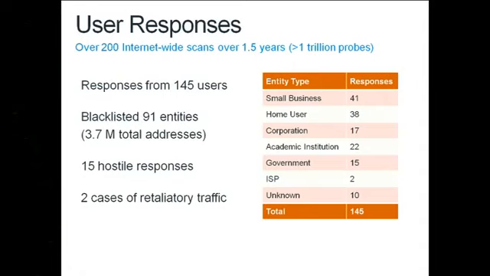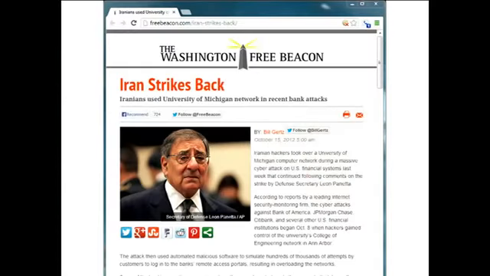Over 200 internet-wide scans, we only got about 145 requests from people who wanted to be blocked from further scanning. Certainly some people blocked us without requesting, but very little. Just one more story. One thing went wrong, which is that at one point during our scanning, this article appeared in a certain publication linked to from the Drudge Report about how Iranian attackers had taken over a large part or all of the University of Michigan College of Engineering network in order to attack US banks.